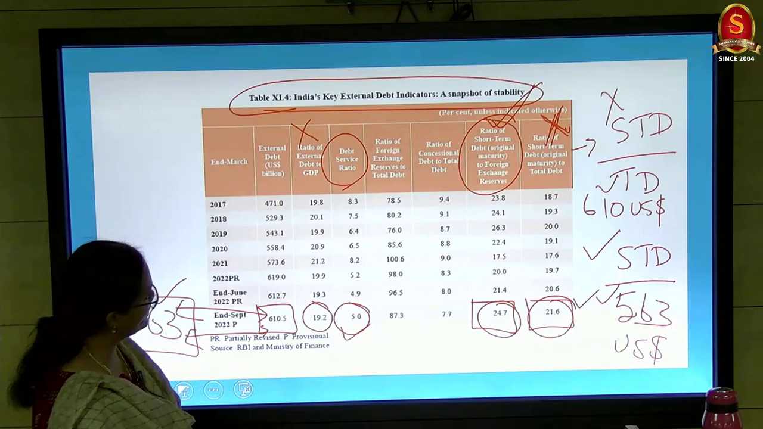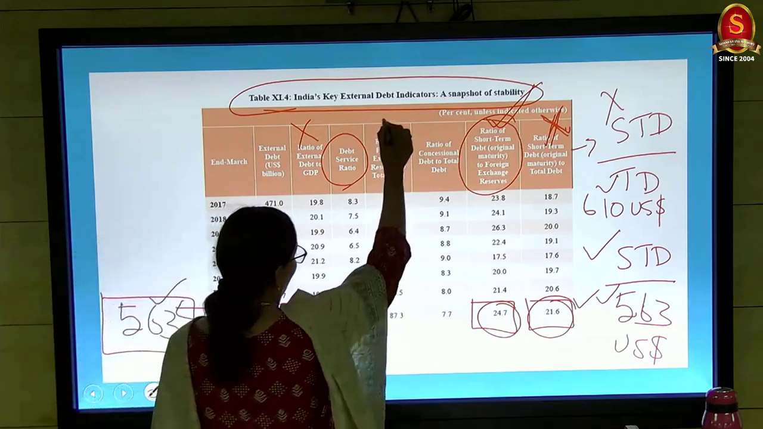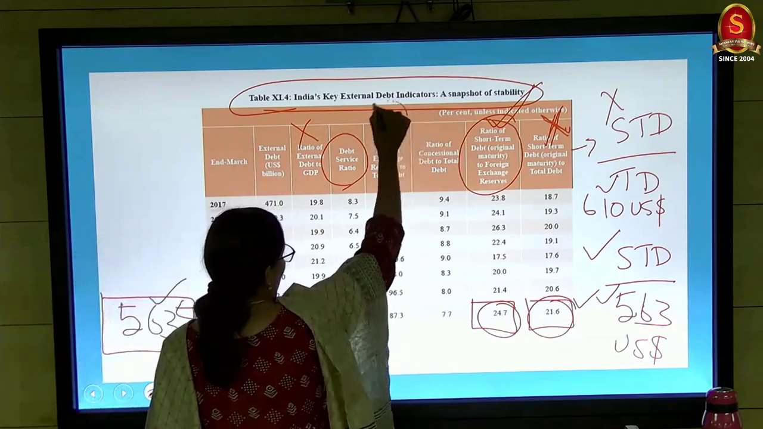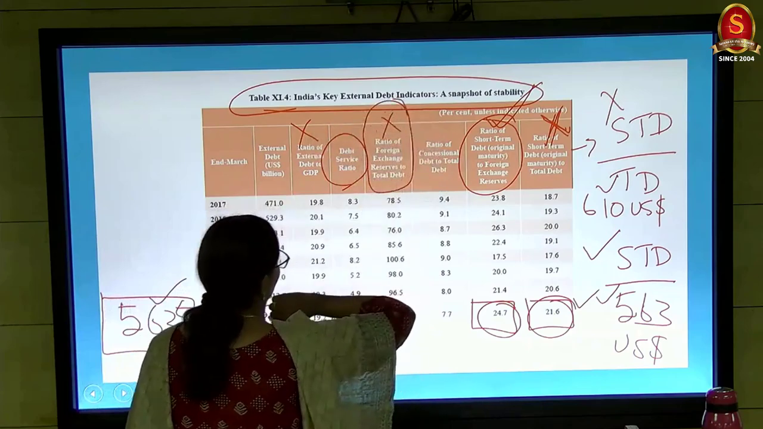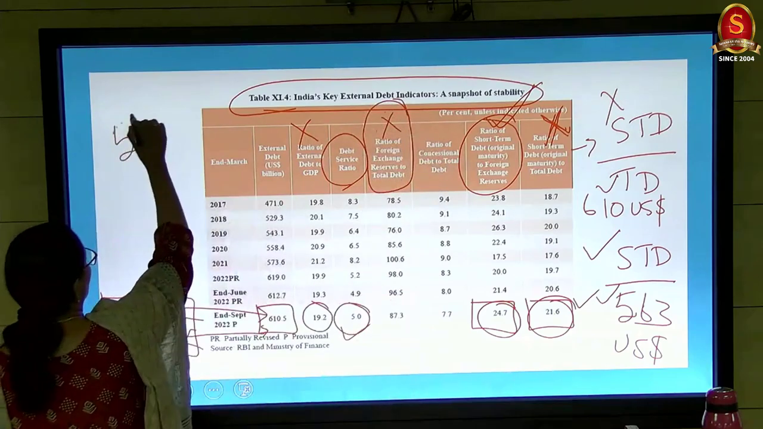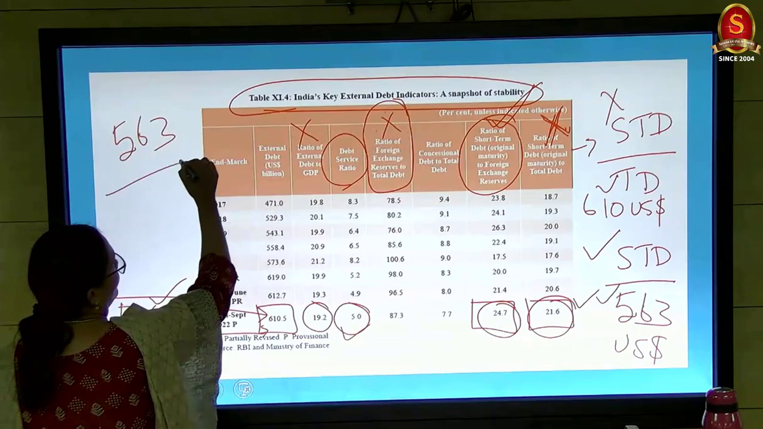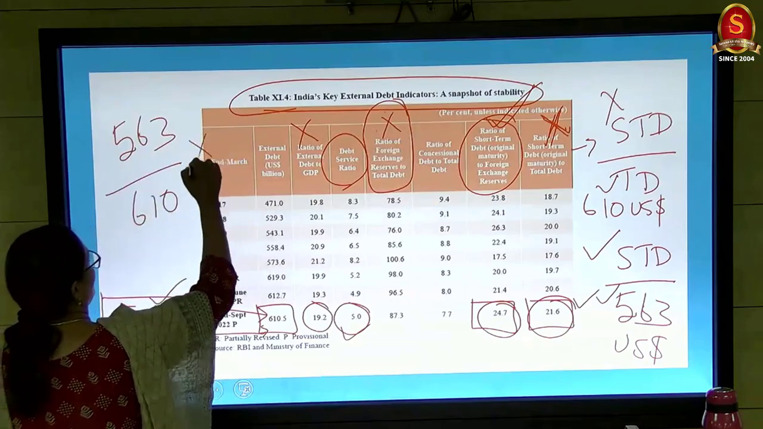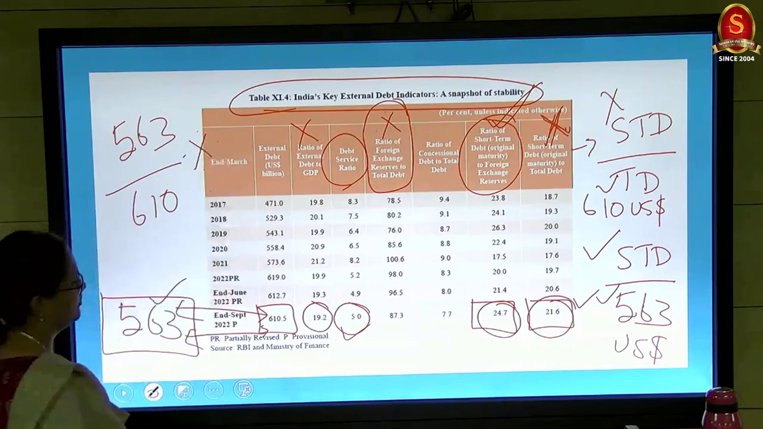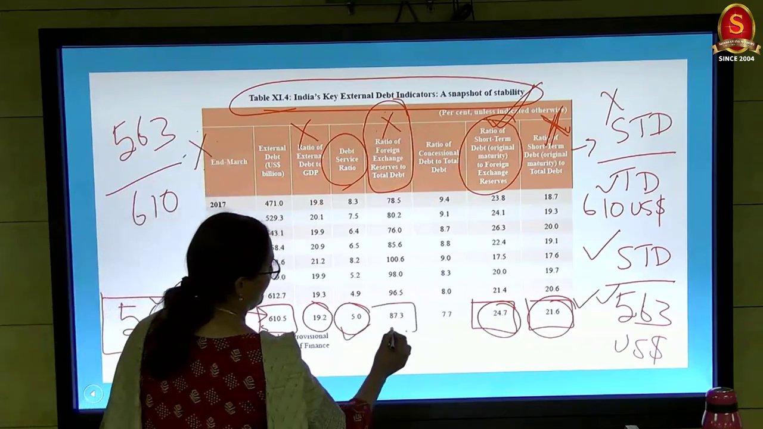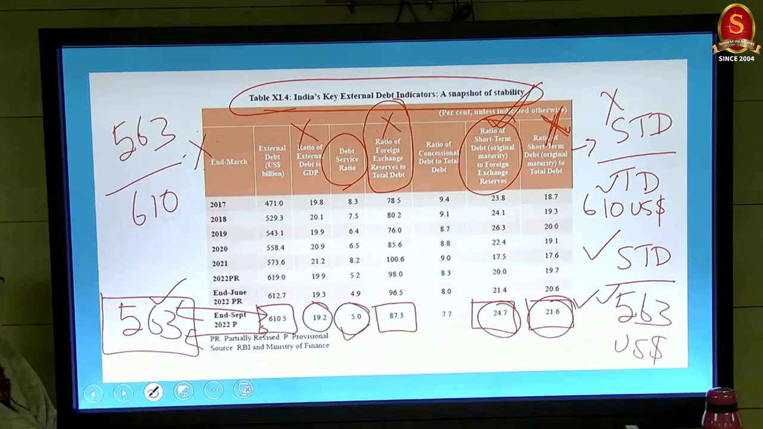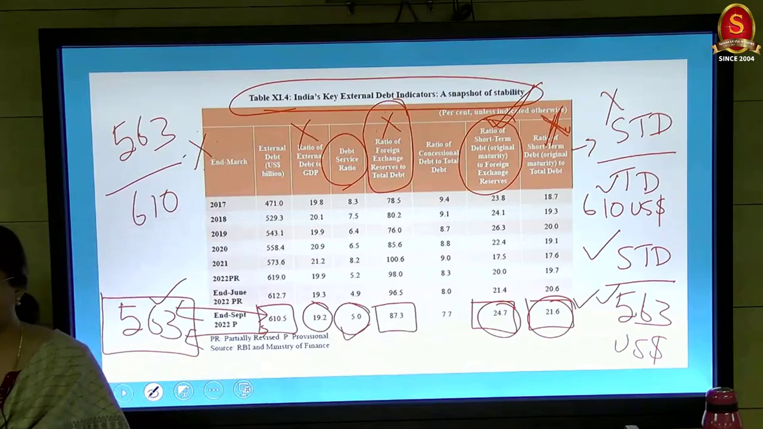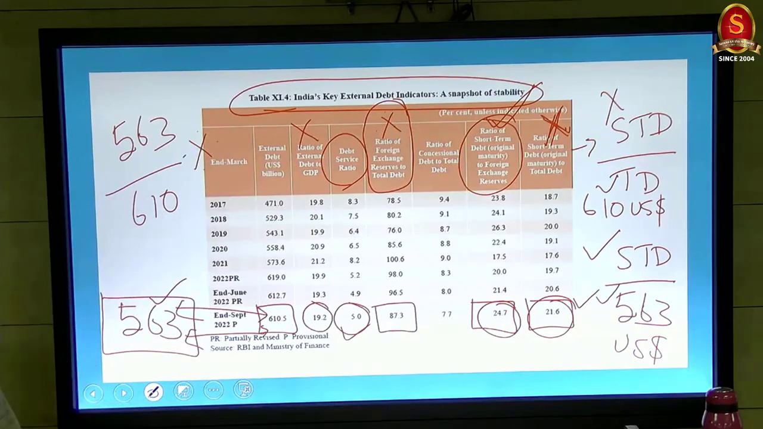Ratio of foreign exchange reserves to total debt. This is the important ratio. What is this? Foreign exchange reserves in the numerator. What is the denominator? 6. This is a very, very important indicator. We don't have reserves to cover our debt. That's the meaning of this. We don't have foreign exchange reserves to cover our total debt.